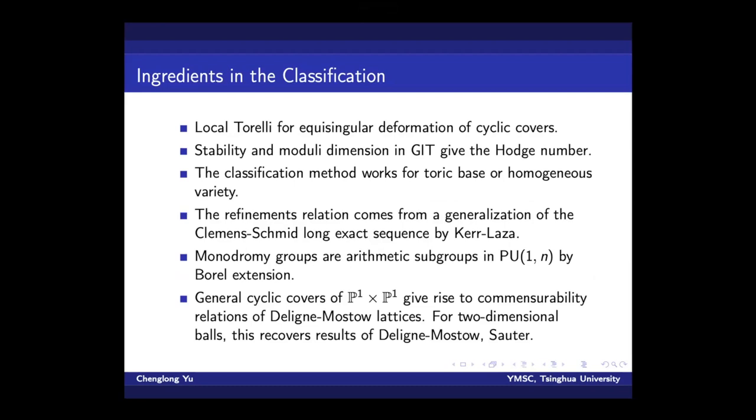So let me say a few words about the ingredients in the classification. In the classification, essentially, we need some vanishing of Hodge numbers according to this character decomposition. One way to compute the Hodge number is by local torelli. So we prove local torelli for equisingular deformations of those cyclic covers. After that, we can prove stability and then use GIT theory to calculate the Hodge number. And the other part is from topology. By standard methods in topology, we can find some other Hodge numbers, and then we compare them. Then we can have the vanishing condition on Hodge numbers.